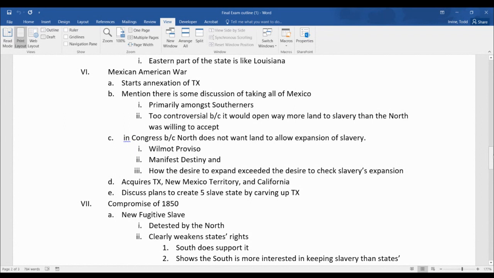Number one, because it was believed it would open up all that land to slavery, and the North would not accept that. Discuss and define the Wilmot Proviso, manifest destiny, and at this point, how manifest destiny trumps the desire to check slavery's expansion.